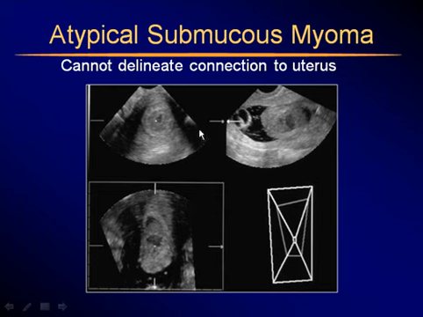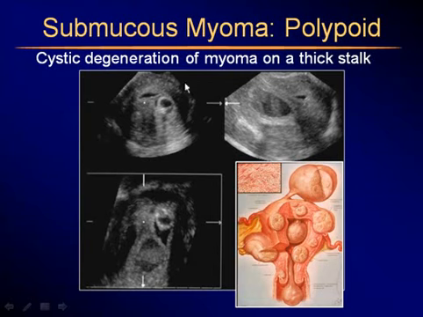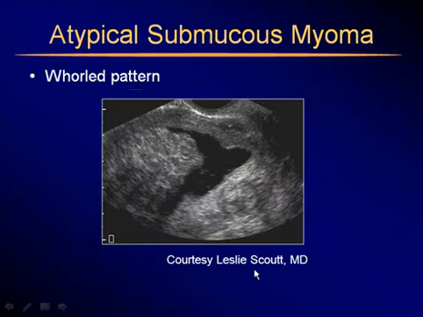The atypical myomas are the ones that may not be so obvious where exactly it is connected to the wall of the endometrium. Sometimes they develop cystic changes within. This was an unusual one that had a very thick stalk and projected inferiorly, and it had an area of cystic degeneration. It was kind of difficult to figure out how exactly it was positioned. Typically, they are fairly smooth, but in some cases, in unusual cases, they have more of a whorled kind of a pattern.